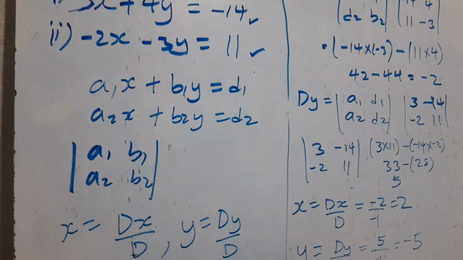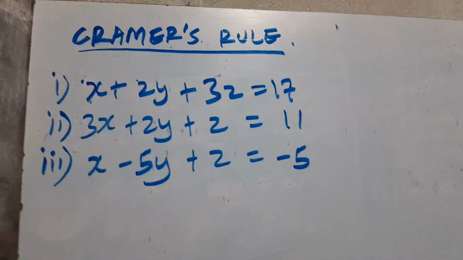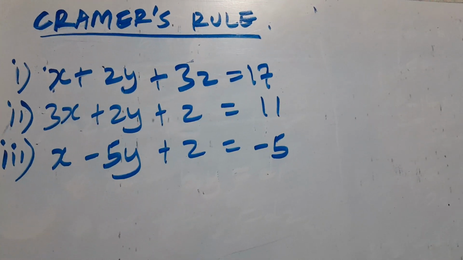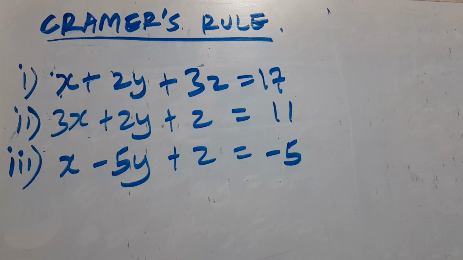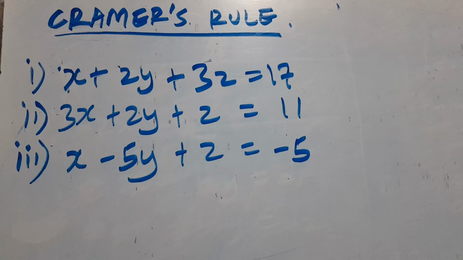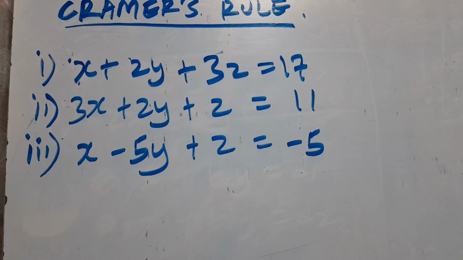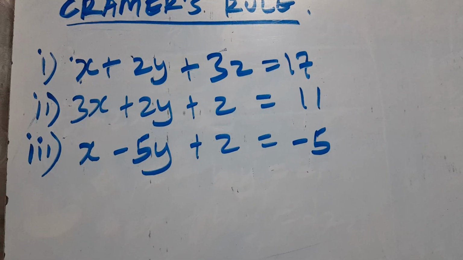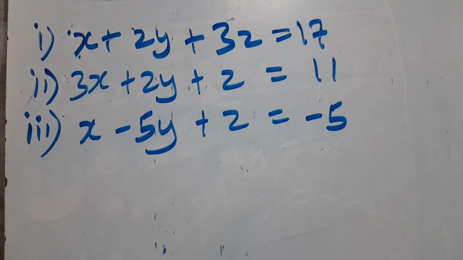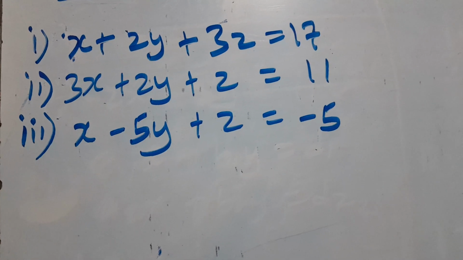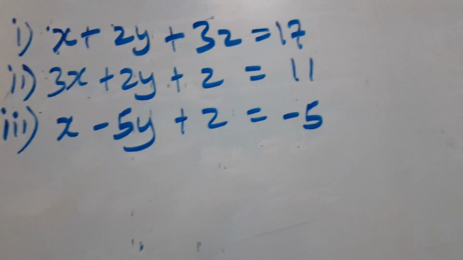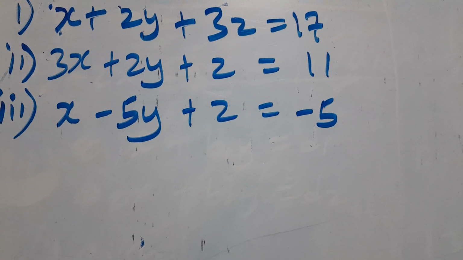Let's look at our second example of equations. We have x plus 2y plus 3z is equal to 17. Equation 2 is 3x plus 2y plus z is equal to 11. Equation 3 is x minus 5y plus z is equal to negative 5.